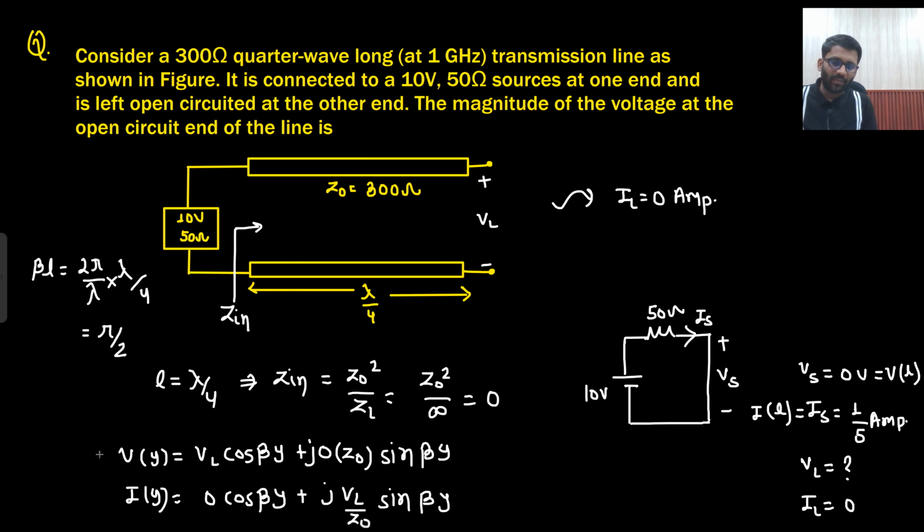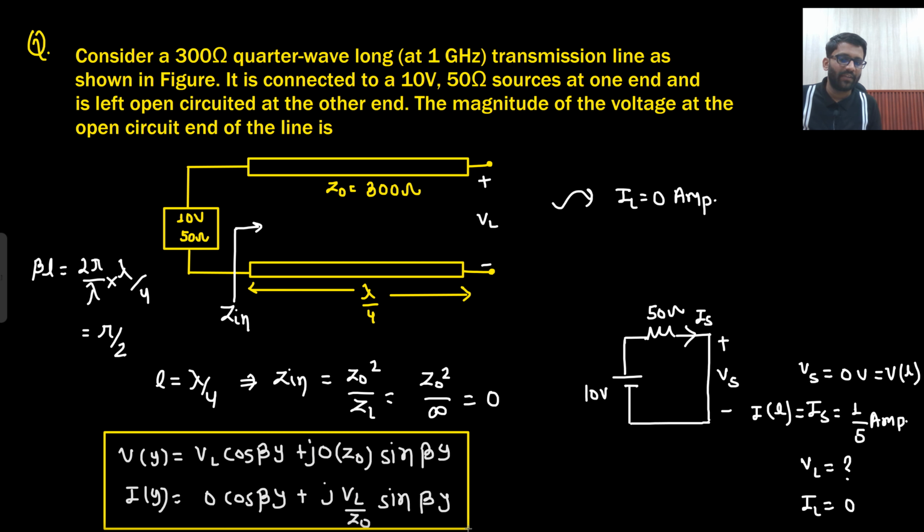If you apply these formulas, in these formulas, what is the y? Y is the distance from load. So Vs is your VL and Is is your IL. This thing you already know. Distance from the load. And what is the value of L? L is equals to lambda by 4.